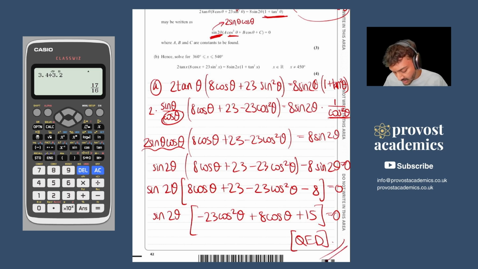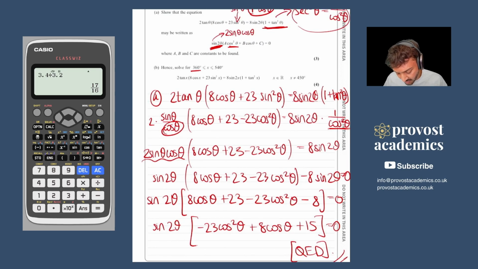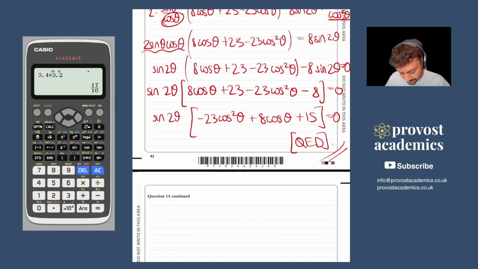Alright, so next they want you to actually solve this equation that we have, this expression, between 360 and 540. That is a very odd selection of limits, if I say so myself. But no problem, we'll solve it.